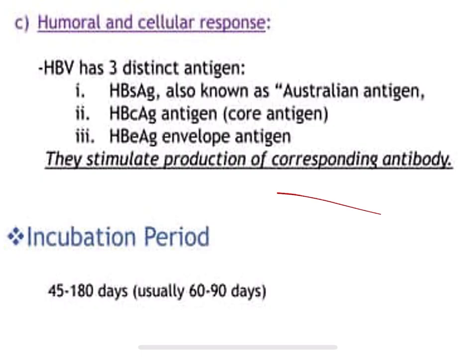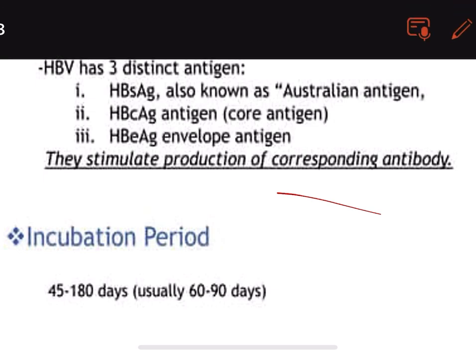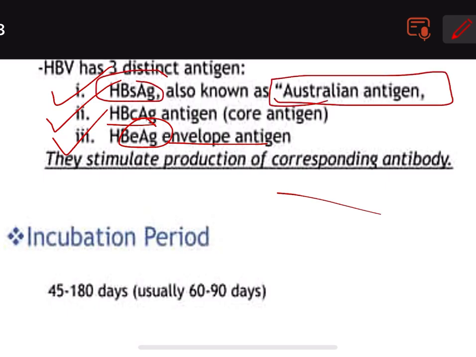Moving further to the humoral and cellular responses. Hepatitis B virus has three distinct antigens. So we have hepatitis B surface antigen, hepatitis B core antigen, and hepatitis B E antigen, which is an envelope antigen. The surface antigen is also known as Australian antigen, and we have the core antigen, and hepatitis B E antigen is an envelope antigen. They stimulate the production of the corresponding antibodies, which will be discussed in the next slide.